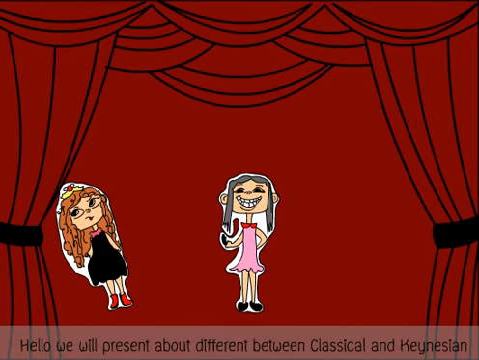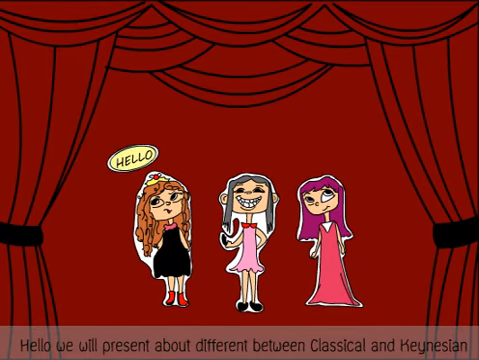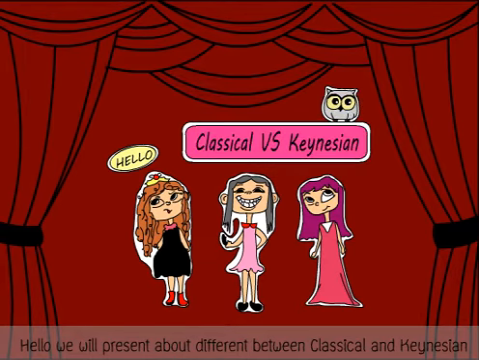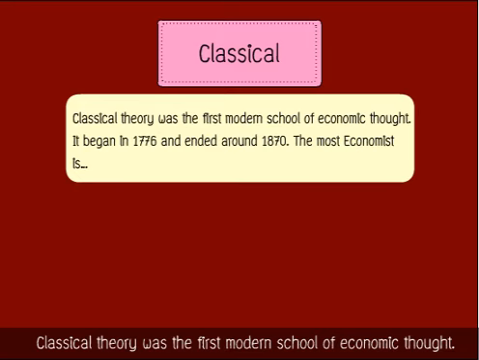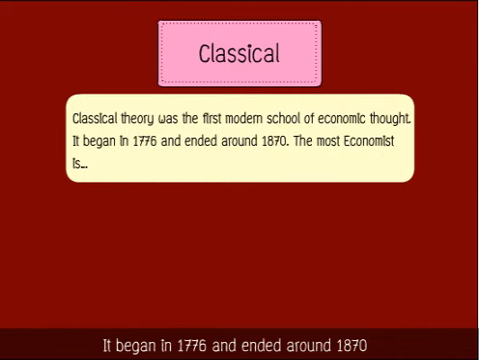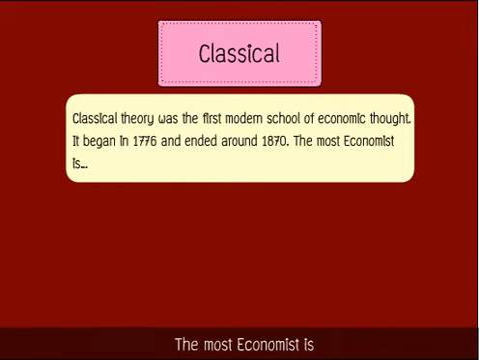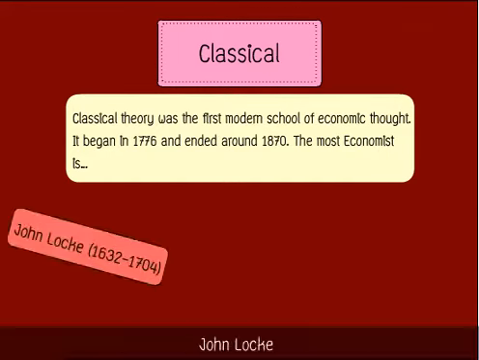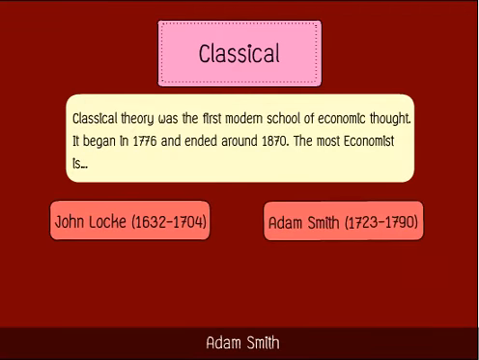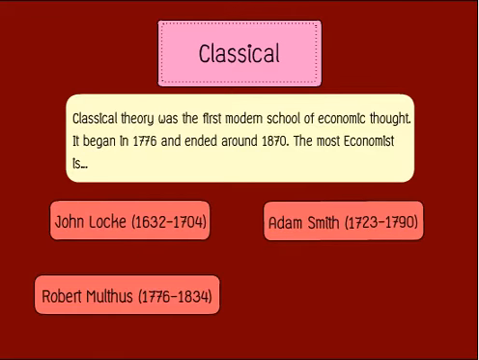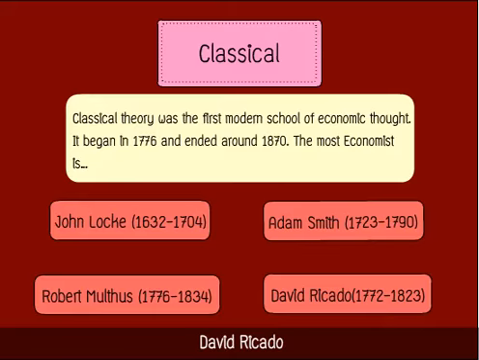Hello, we will present the difference between Classical and Keynesian. Classical theory was the first modern school of economic thought. It began in 1776 and ended around 1870. The most prominent economists are John Locke, Adam Smith, Robert Malthus, David Ricardo.